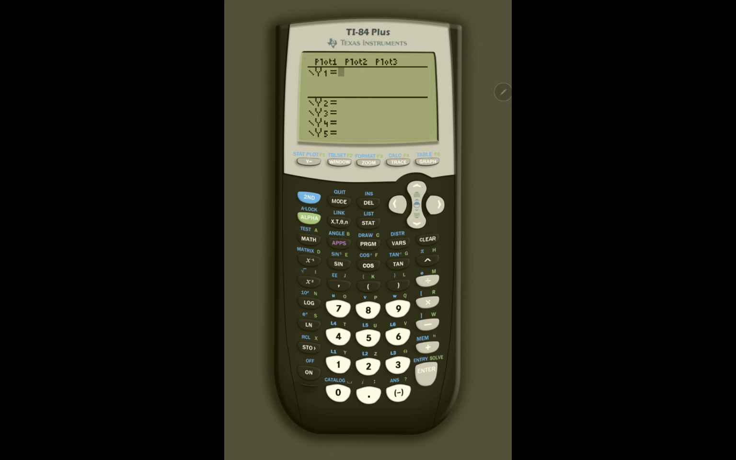Okay, so we want to know 3,500 is the initial investment, 1 plus 3% to the, and we'll use X here for our purposes. Close parentheses then to the X like that, there you go. At the same time, we'll also graph the 10,000, the other side of the equation there, and we'll graph.